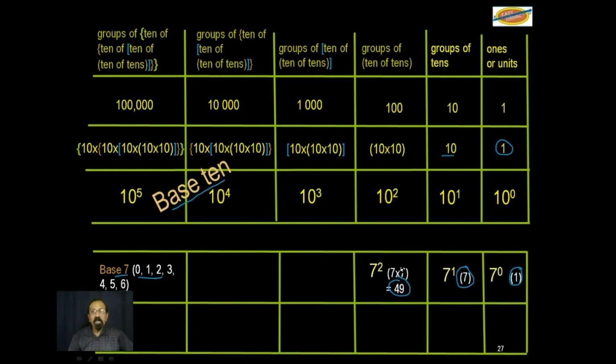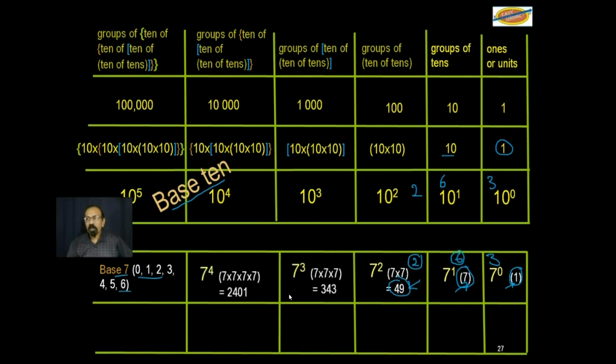So up here, if you write 2, 6, 3, that means 2 groups of 100, 6 groups of 10, and 3 ones. But down here, if you write 2, 6, 3, it doesn't mean the same thing as up here. This means 2 groups of 49, 6 groups of 7, and 3 ones, and so on.